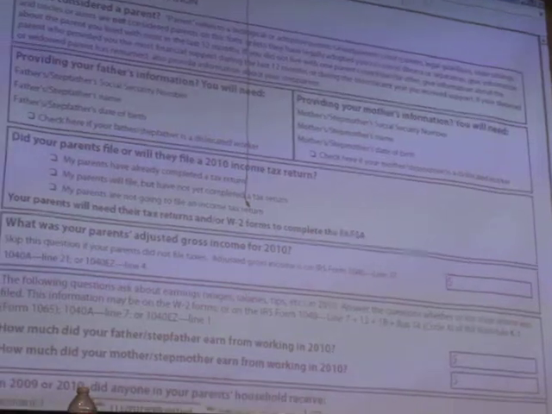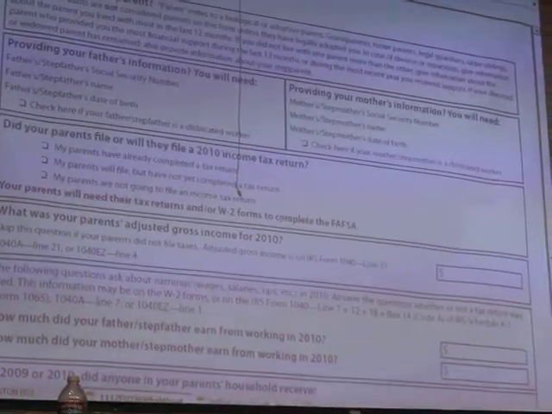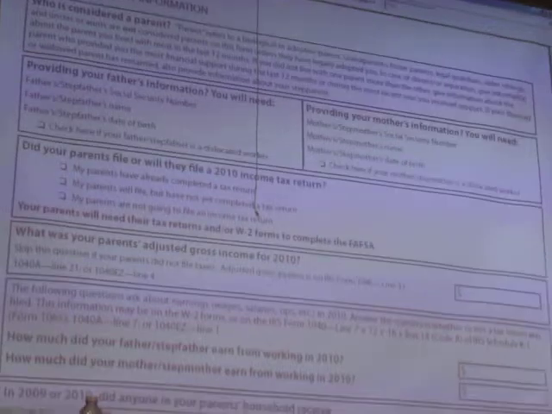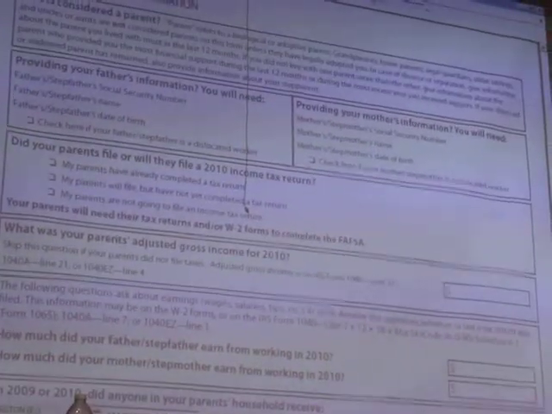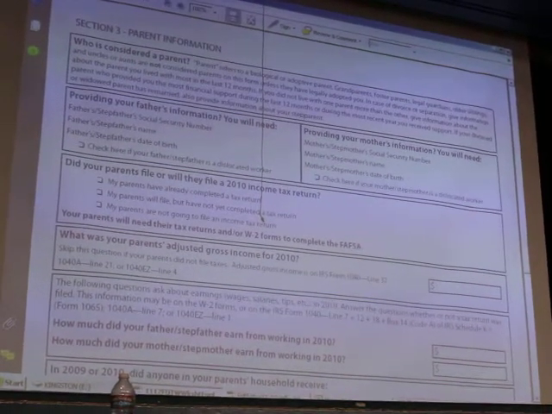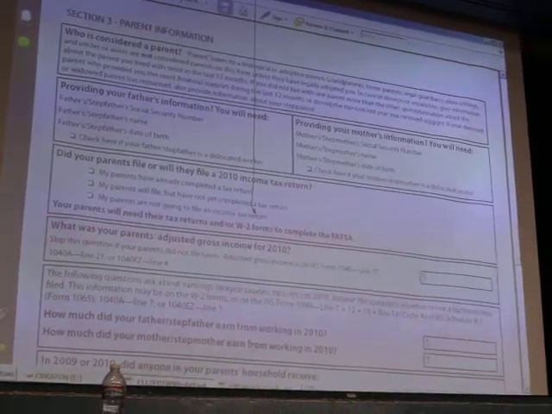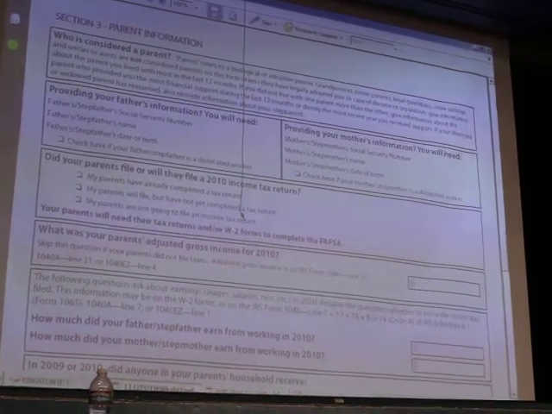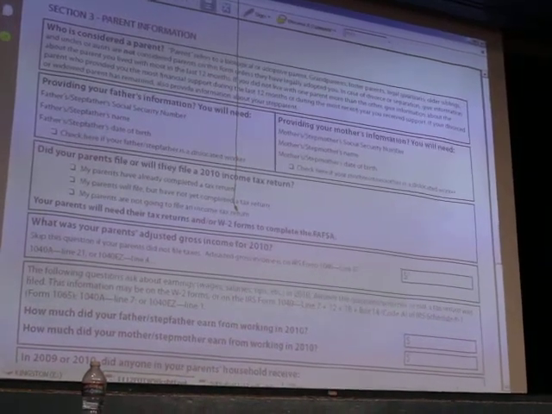But again, what's the status on the income tax return? My parents have already completed a tax return. My parents will file, but have not completed it yet. And my parents are not going to file an income tax return. That's how it knows you're either estimating or you're not required or whatever. This is how you're able to complete the FAFSA as early as January, and then go back later and make corrections, not be penalized as missing any deadlines for like Cal Grant. Okay? Yes. Which one do you check if you're going to estimate? Will file. Basically, will file.